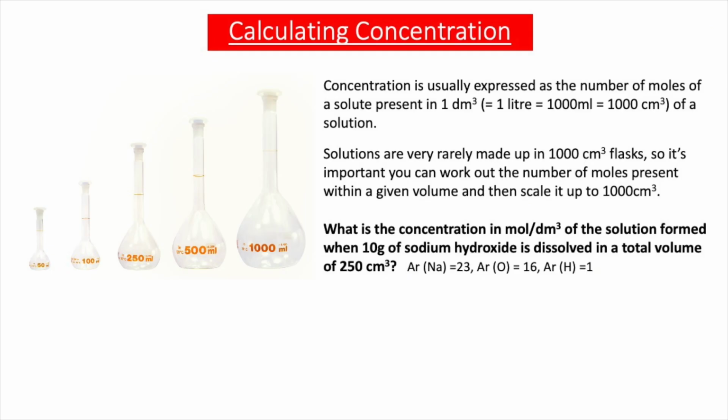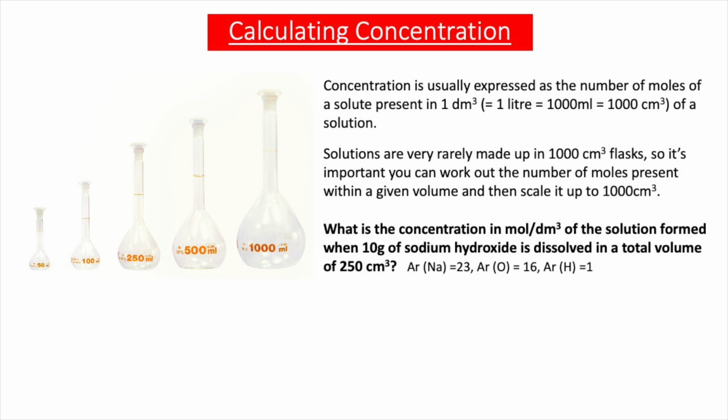Now in the next section of this video, we're going to look at how you calculate the concentration of a solution given the mass of solute and the volume of solution. Now concentration is usually expressed as the number of moles of a solute present in 1 decimeter cubed of a solution, and 1 decimeter cubed is equal to a litre, which is equal to 1,000 millilitres, and a millilitre is the same volume as a centimetre cubed. So a decimeter cubed is equal to 1,000 centimeters cubed.